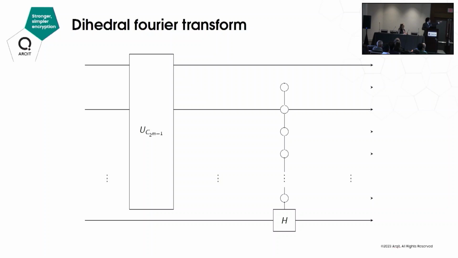But here's a quantum circuit that does evaluate a dihedral quantum Fourier transform, where this block here just says, do that inverse quantum Fourier transform that Shor was talking about. And this bit here is just saying, do an uncontrolled single Hadamard gate. So really not that much more complicated than the classical Shor quantum Fourier transform. So it can be evaluated very quickly.